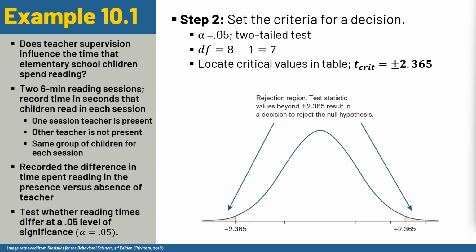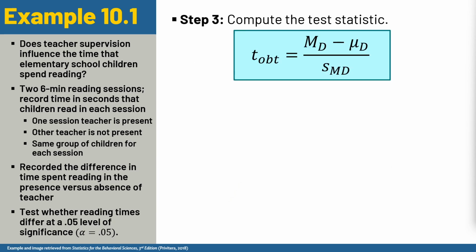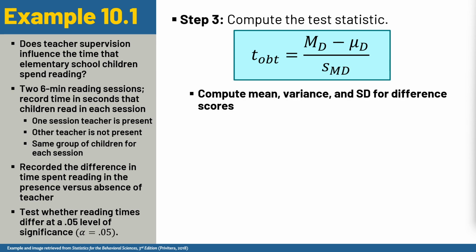So we found our critical t-value. We've got our rejection regions. We're doing a two-tailed test. We compute our test statistic. Here's our equation. Now we're going to compute the mean, variance, and standard deviation for difference scores, right? In other words, we're going to calculate these values for our equation. And so M sub D. So now we're going to look at that table from the previous slide.